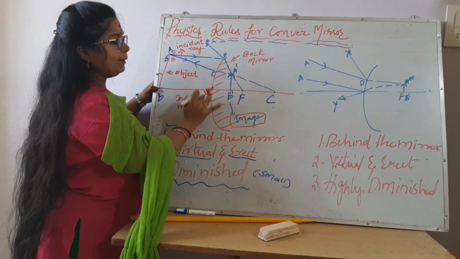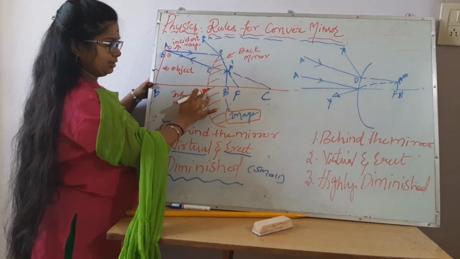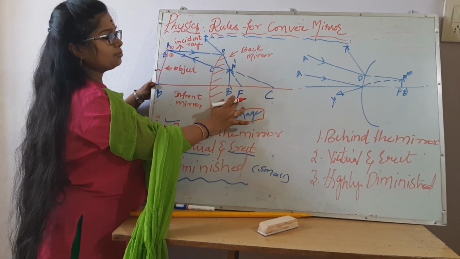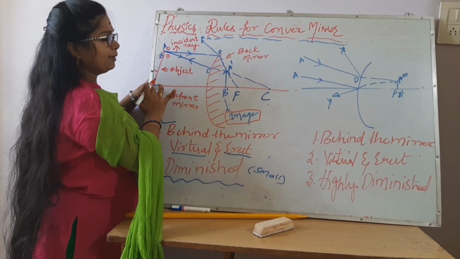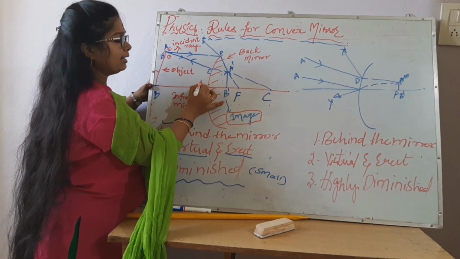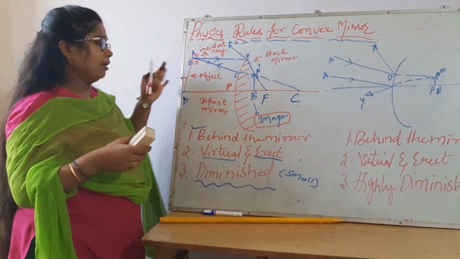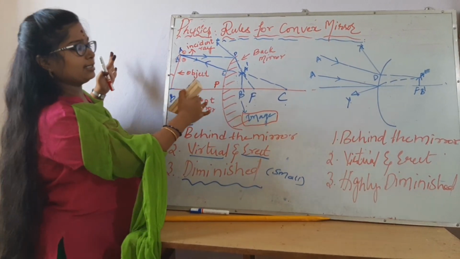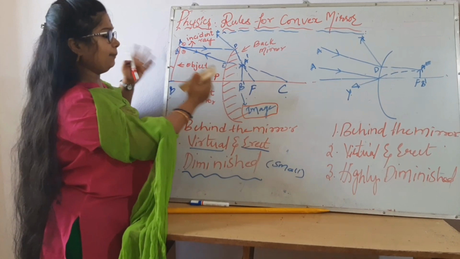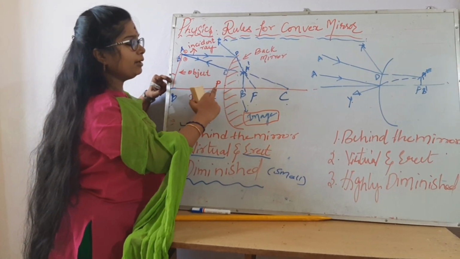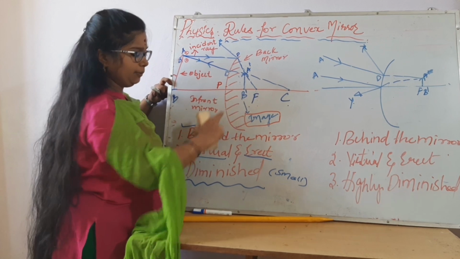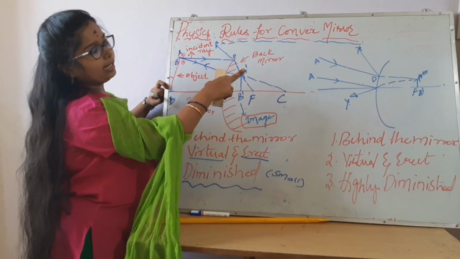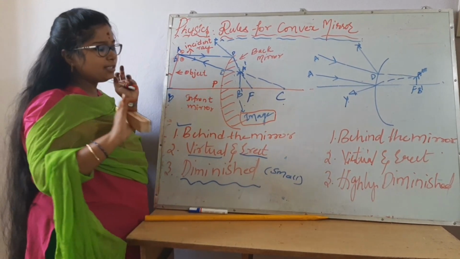So if I keep an object between the pole and the focus, where is the image formed? If I keep it here, the image is formed between pole and focus. So, when the object is kept between infinity and the pole, the image is formed between pole and the focus. How will the image be? Virtual and erect. A diminished, very small image will be formed. And at infinity, a very point size image is formed.